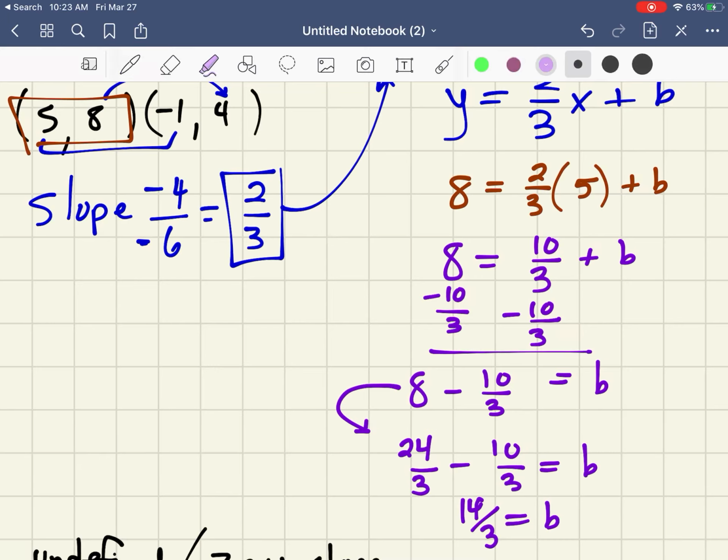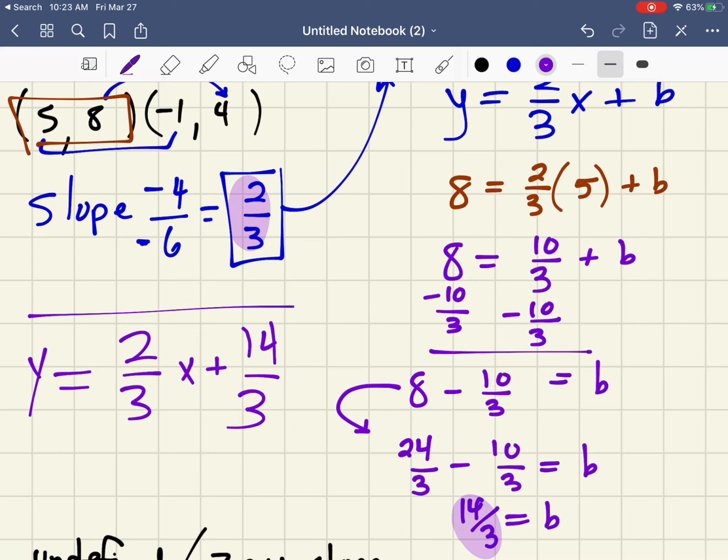Now once I have my y-intercept and my slope, I can rewrite my equation in slope-intercept form.